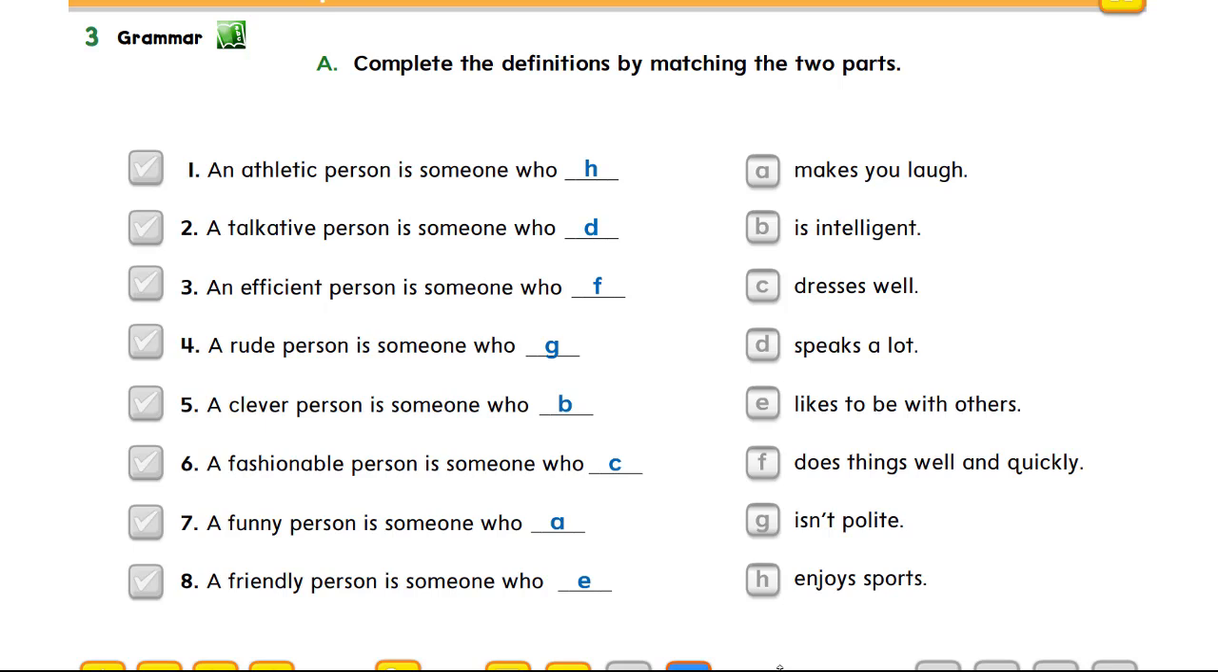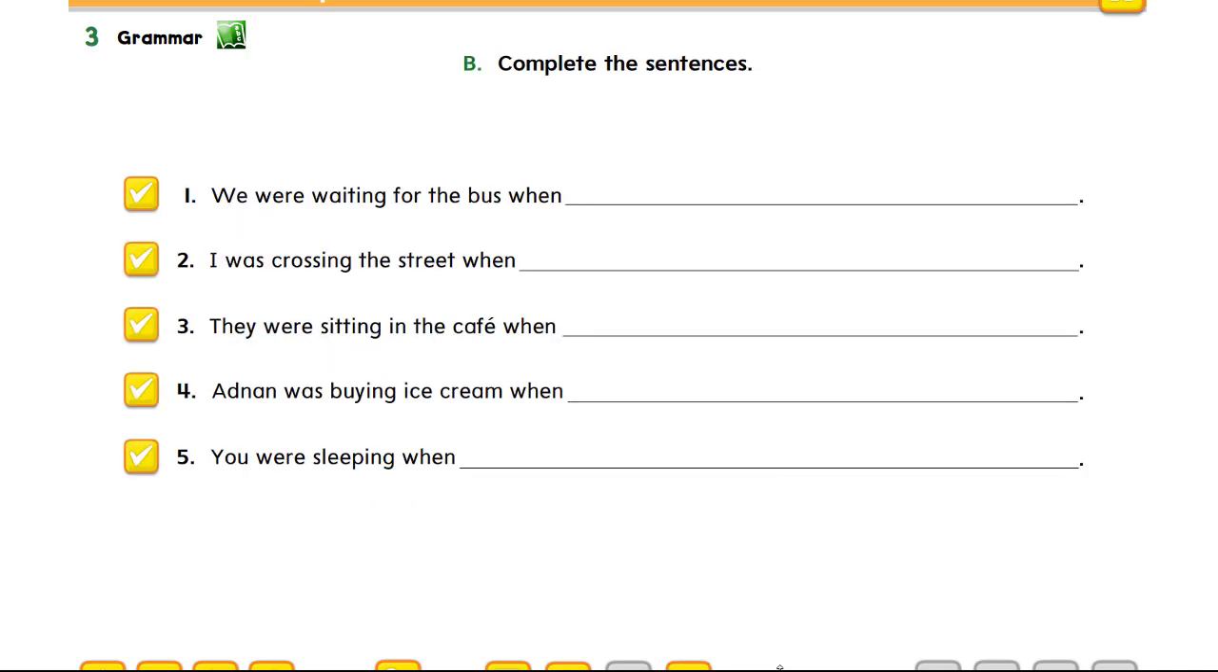4. A rude person is someone who G isn't polite. Number 5. A clever person is someone who B is intelligent. Number 6. A fashionable person is someone who C dresses well. Number 7. A funny person is someone who A makes you laugh. Number 8. A friendly person is someone who E likes to be with others.